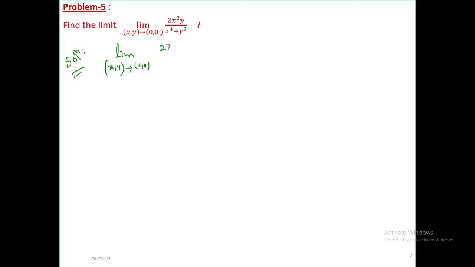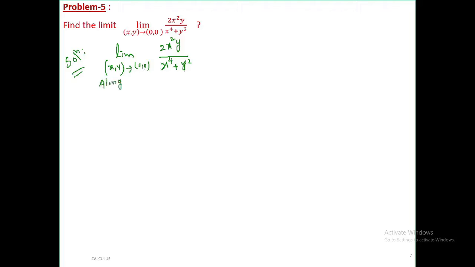Okay. Problem number 5. Find the limit of this. Again use any of the techniques. So now I am using this technique. So limit (x, y) is reaching to origin (0, 0) of 2x square y upon x power 4 plus y square. Now I am choosing cleverly. Look at, again reaching to origin. Therefore I need to choose a path such that the path should reach to origin.